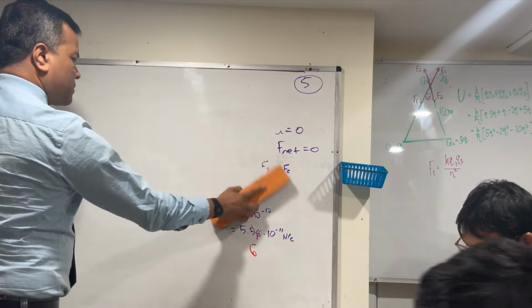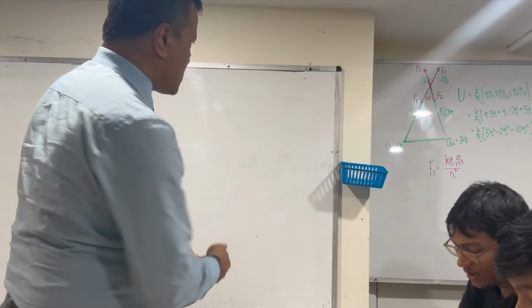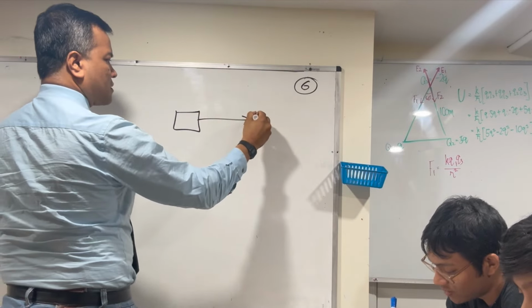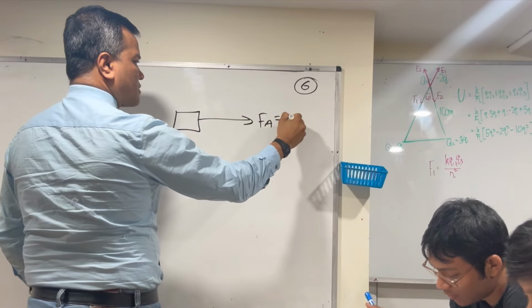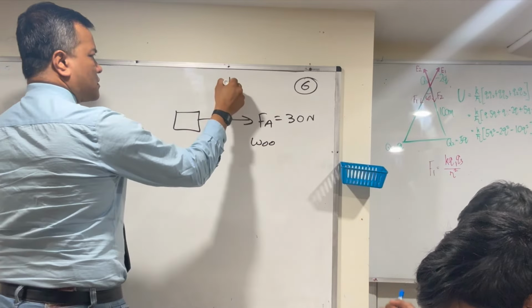Halfway. Problem number 6, Brown, can you read it? Yeah. A force of 30 newtons towards the right is exerted on a wooden crate initially moving to the right on a horizontal wooden floor. The crate weighs 19.6 newtons. Find the net force.